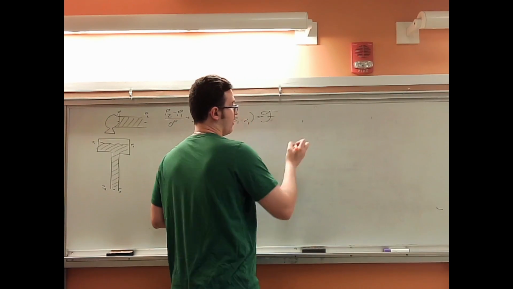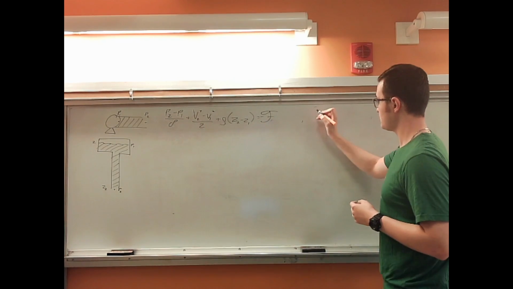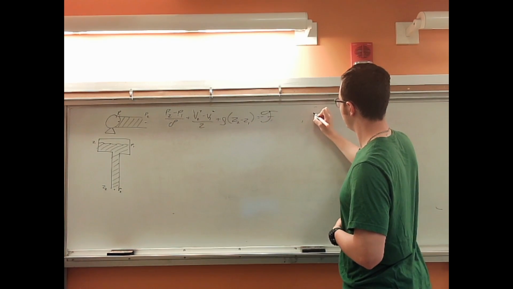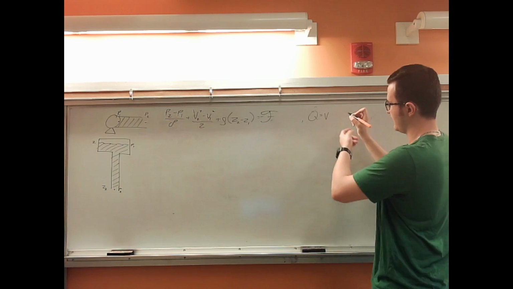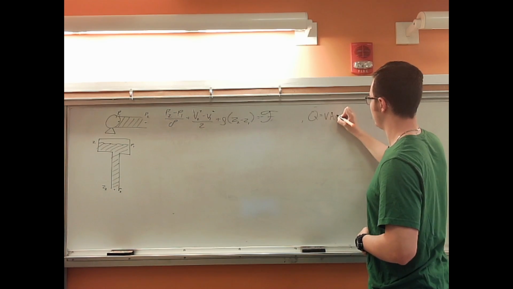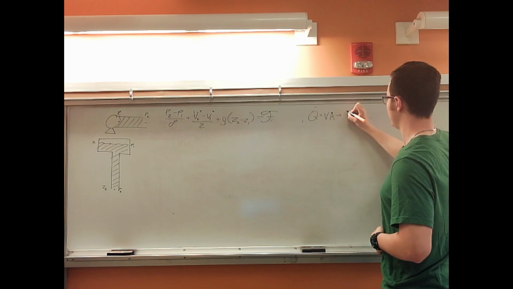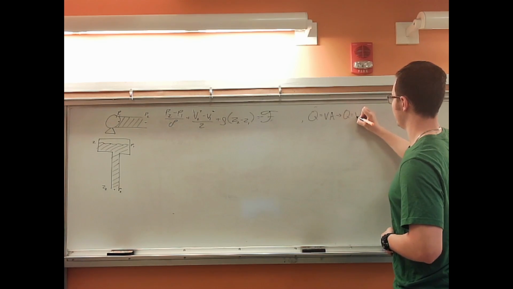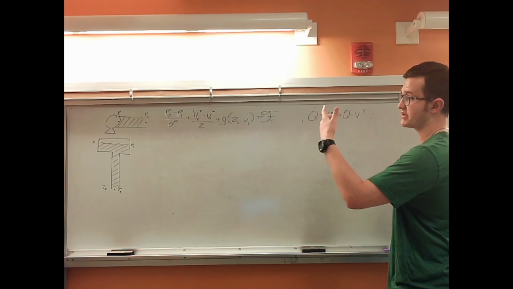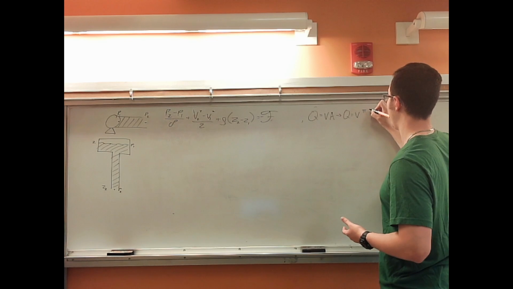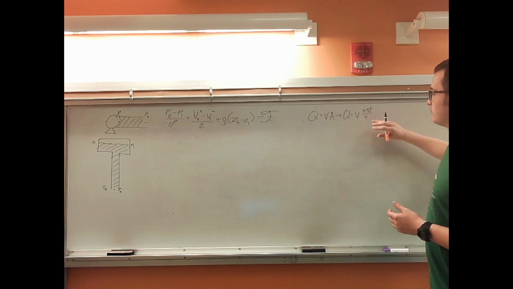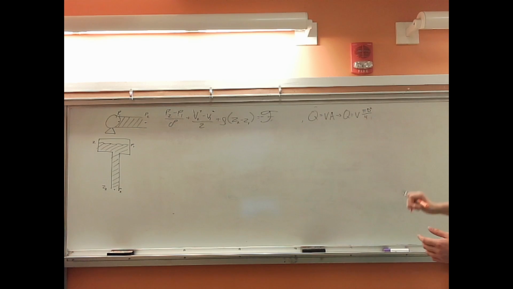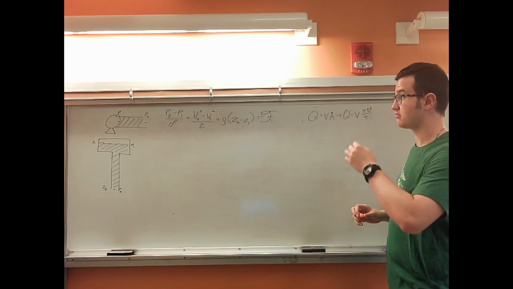We also have our Q, our volumetric flow rate, which is equal to velocity times area, which means that Q is equal to velocity times, if we're using diameter, pi times diameter squared over 4. You'll see why we need the diameter in just a second.